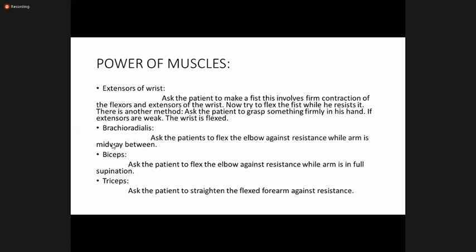Brachioradialis muscle: ask the patient to flex the elbow against resistance while the arm is in the midway position to check the power of the brachioradialis. The biceps: ask the patient to flex the elbow against resistance while the arm is in full supination. And the extensor of the elbow is the triceps. Ask the patient to straighten the flexed forearm against resistance to check the power of the triceps muscle.